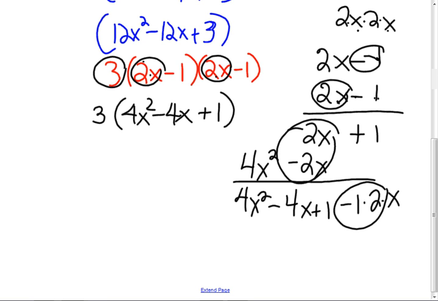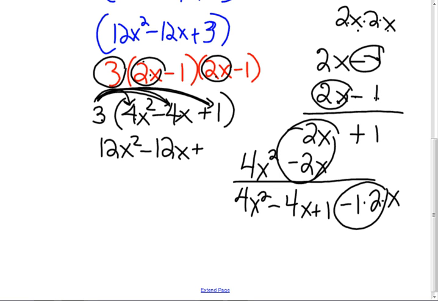This you did in linear last year. You multiplied the 3 times this one. It was on your final exam. You do 3 times that and 3 times that. What's 3 times 4x squared? David? If you paid attention, it might be easier. What's 3 times negative 4? What's 3 times 4? 12. Negative 12x. And 3 times 1 is 3. And you're done.